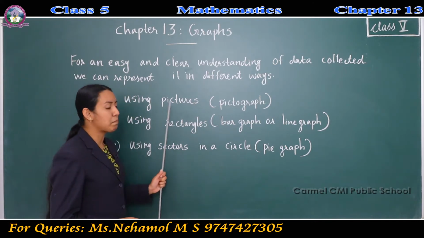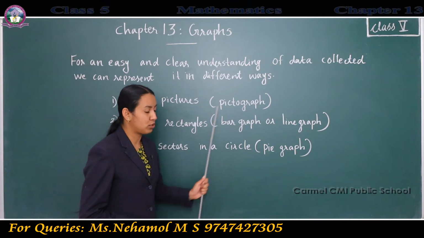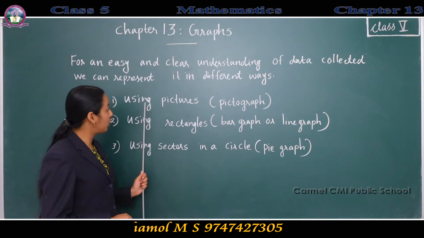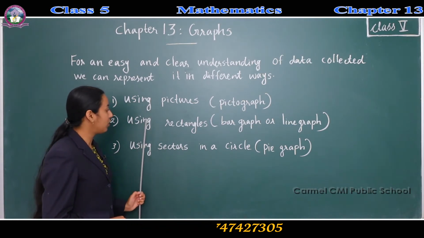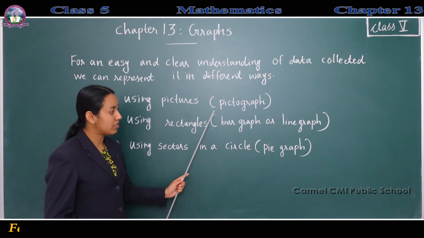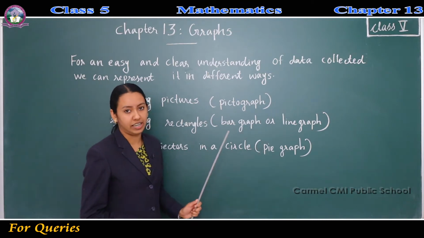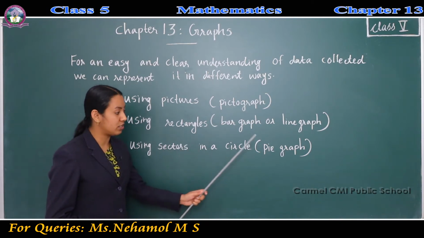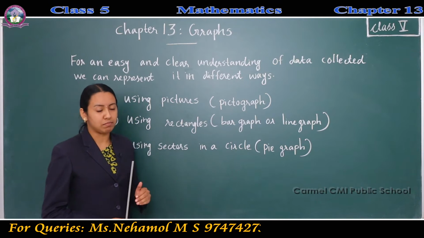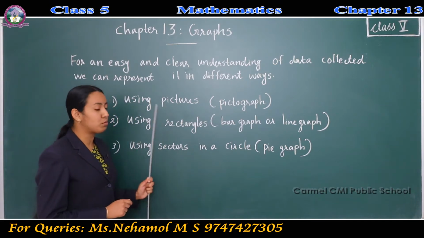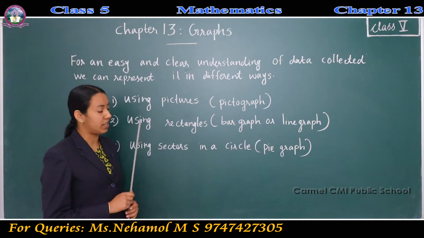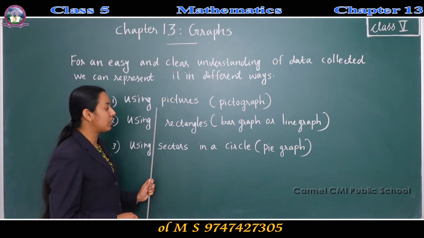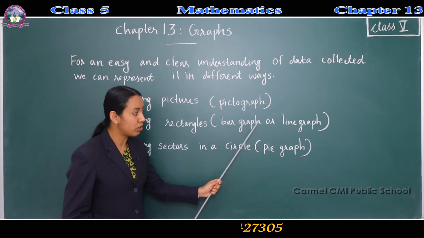First one, using pictures, that is known as pictograph. So what is a pictograph? The representation of data using pictures. Next one, using rectangles, that is known as a bar graph or line graph. Then using sectors in a circle, that is known as pie graph. In this chapter, we are going to study the first two methods: pictograph and bar graph or line graph.